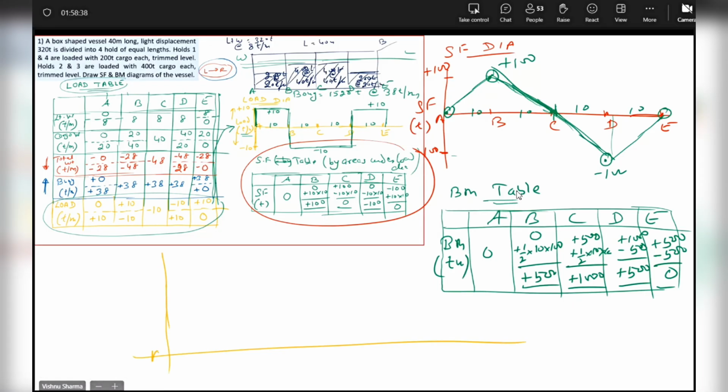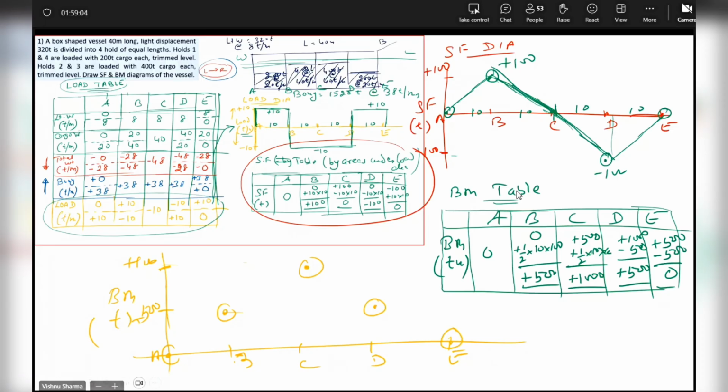It's A, B, C, D, E. BM in tons, plus 500 and plus 1000. At A, it is 0. At B, it is plus 500. At C, it is plus 1000. At D, it is plus 500 and 0.